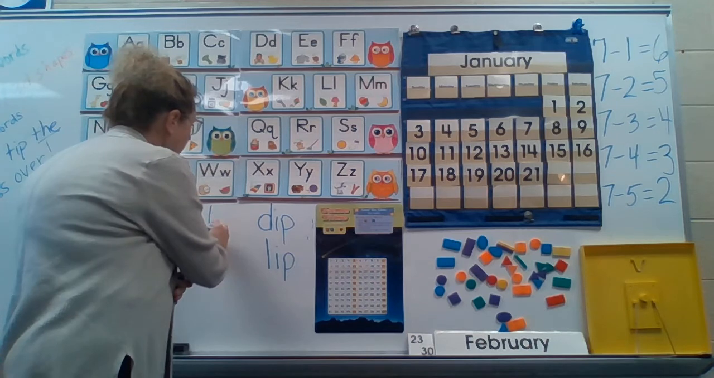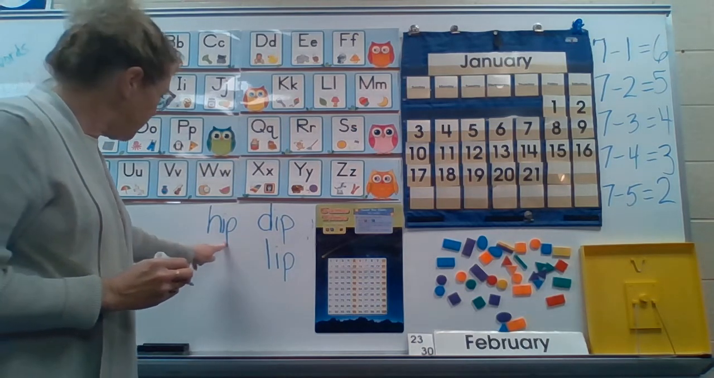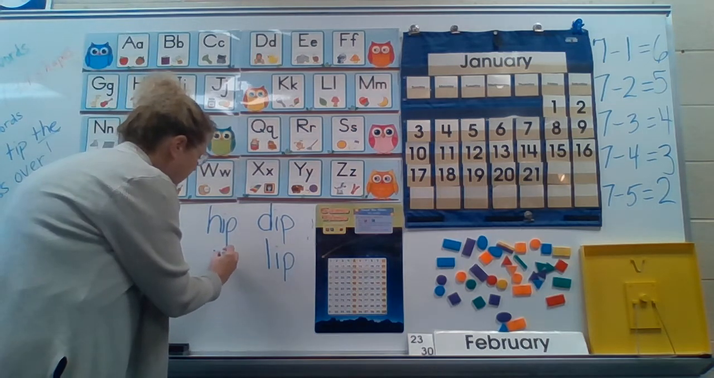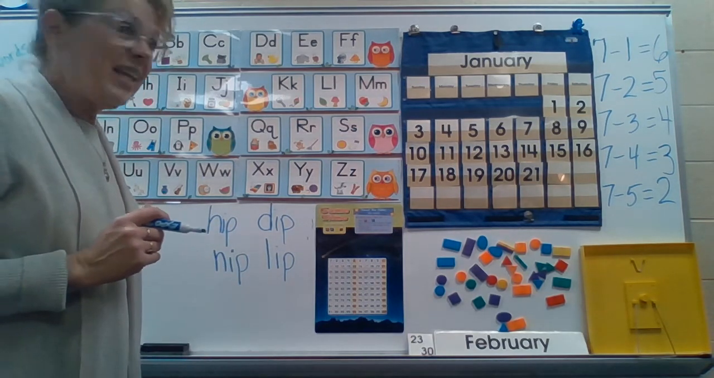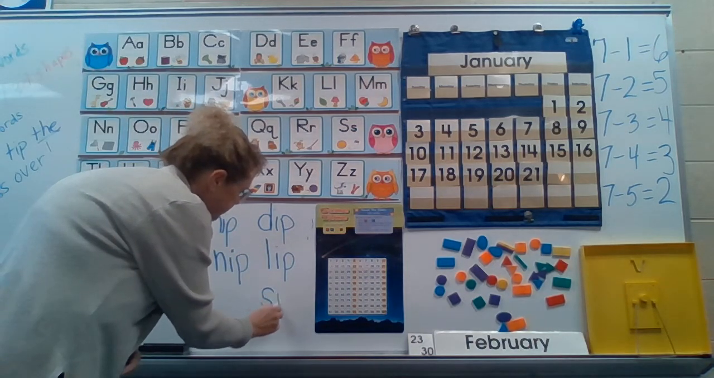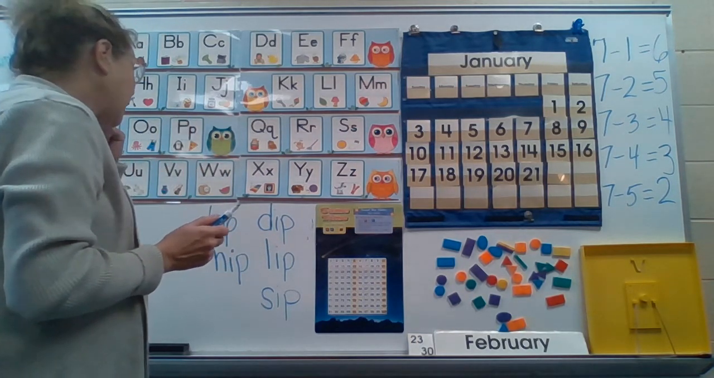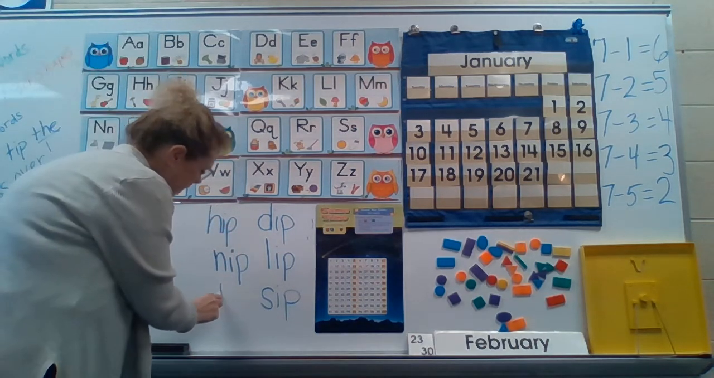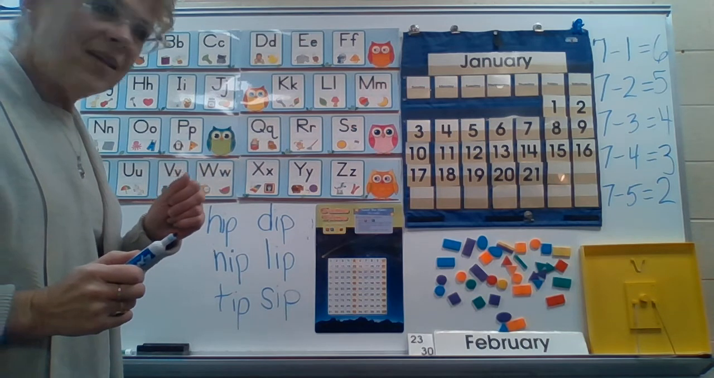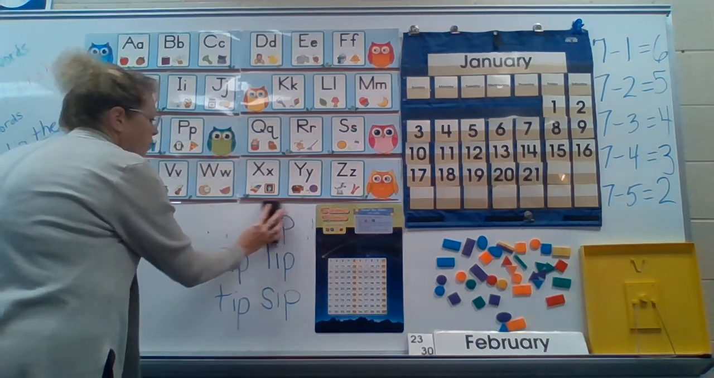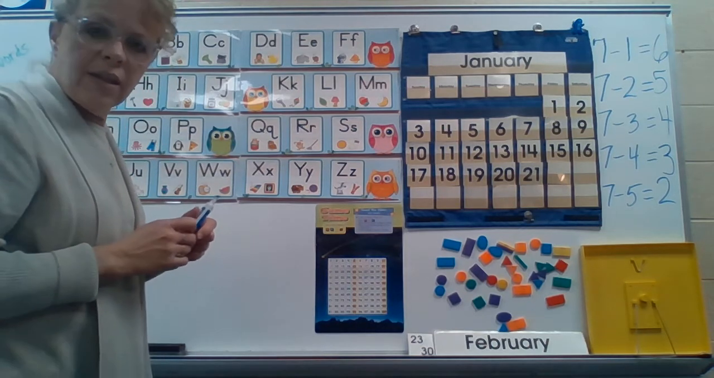How about if I put an H there? Dip, lip, hip. Oh, what if I put an N there? N-I-P. Nip. What if I put S? Sip. Right? And I think I have one more that starts with a T. T-I-P. Tip. Right? So I'm going to use one of my IP words and write a sentence, and I'm going to use our sight words. Our sight words this week are not and the.